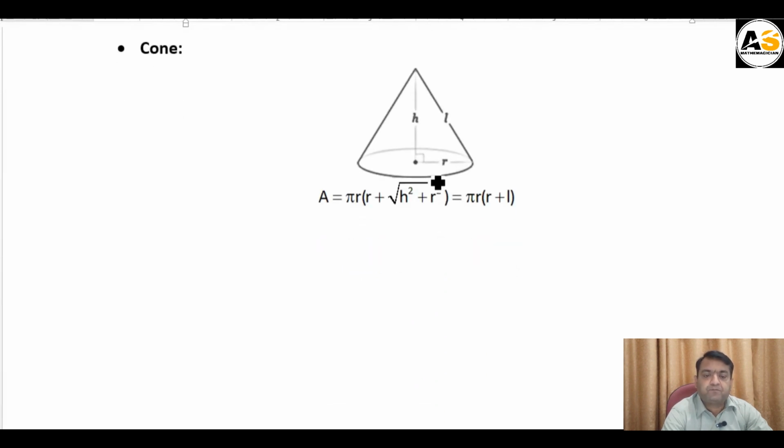Next is the cone. A cone is a shape like this whose base is a circle of radius r. It has height h, and this is the vertex of the cone. This is its height, this is the radius, and this is called the slant height L. Surface area of a cone is given by pi r into r plus the square root of h square plus r square, or pi r into r plus L, where L is this slant height.